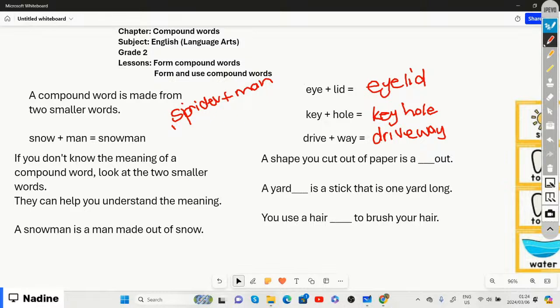Can we think of another compound word? For example, super plus man. Then we have cat. So we have catwoman, which is cat plus woman. We can think of more compound words. It's made up of two smaller words up until we get the answer of the bigger word.